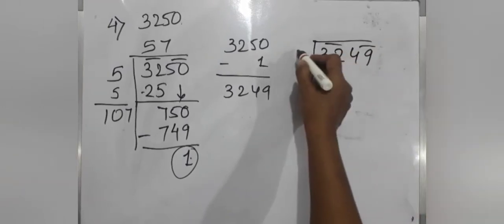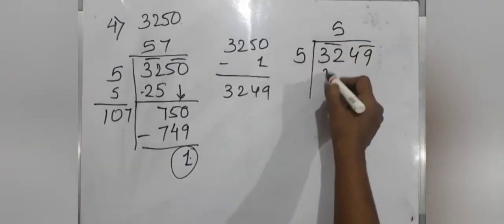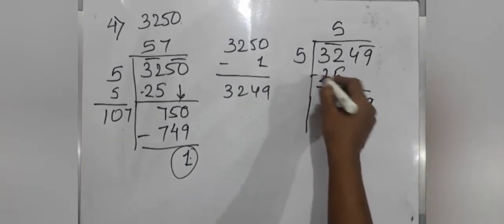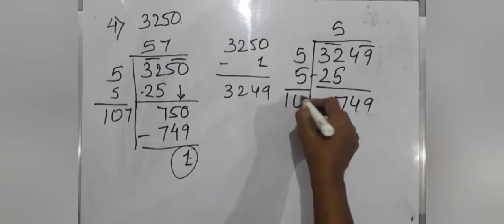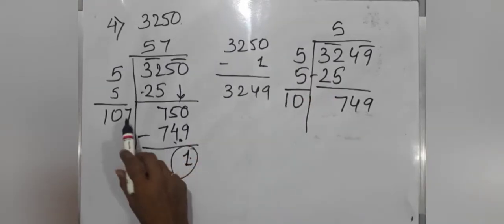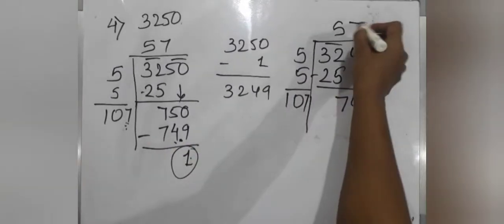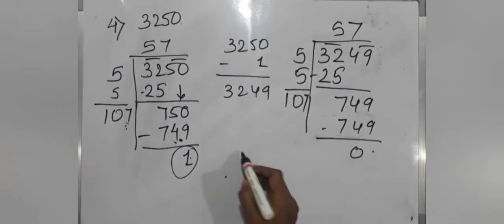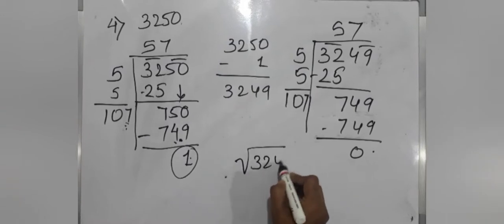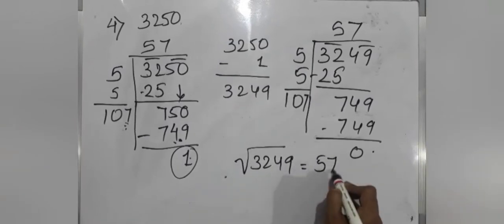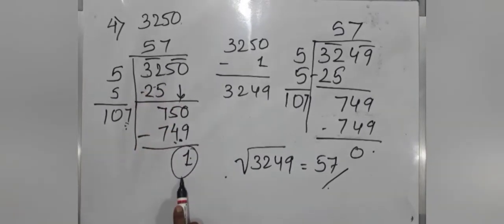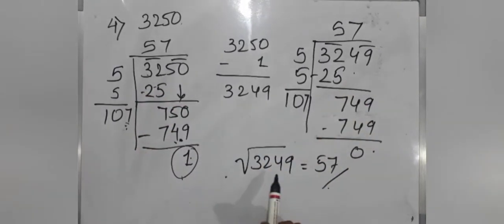So again put the bars. 5 times 5 is 25. We get 749. Same here, in the previous step we got 749. So when we multiplied by the exact number 7, we got 749, which gives the remainder 0. Therefore the square root of the obtained number 3249 is 57, in which we added 1 and got the square root of the obtained number.